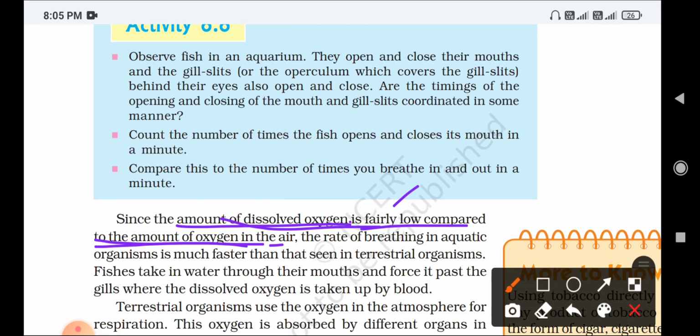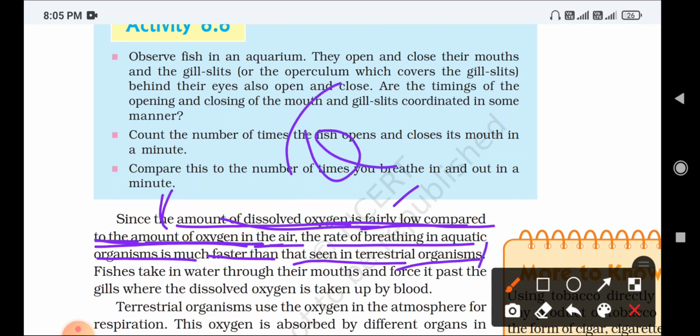That much you have to write. What you write is: the amount of dissolved oxygen is fairly low compared to the amount of oxygen in the air. The rate of breathing in aquatic organisms is much faster than that seen in terrestrial organisms. That much is enough for the question: why do aquatic organisms have a faster breathing rate?